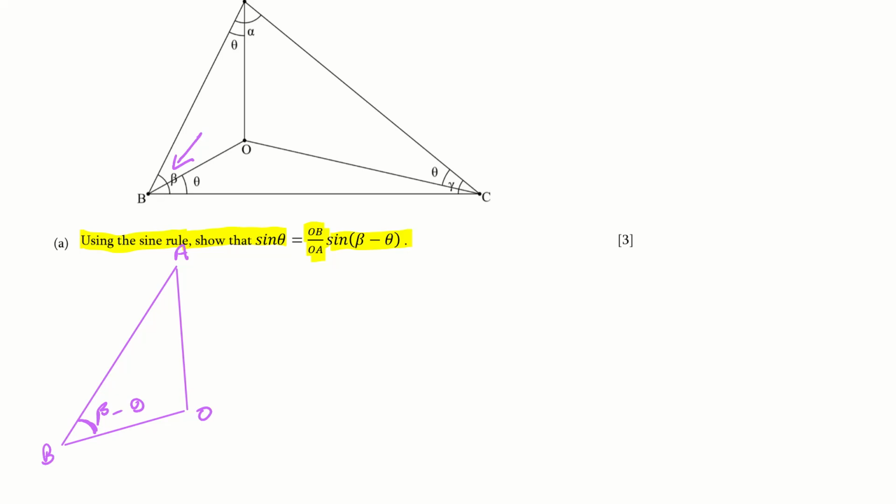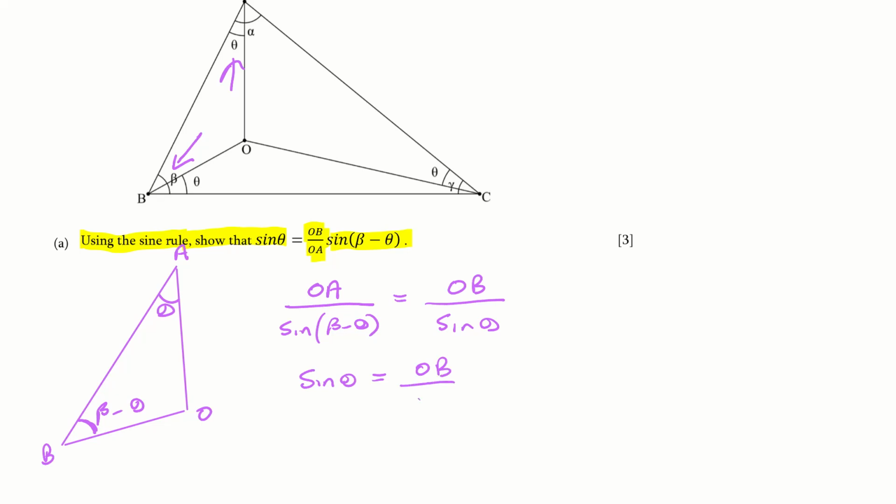And so by the sine rule, OA divided by sine of beta minus theta would be equal to OB divided by sine theta, because this one up here is theta. We can see that on the diagram just there. Rearranging that gives us sine theta is equal to OB divided by OA sine beta minus theta.